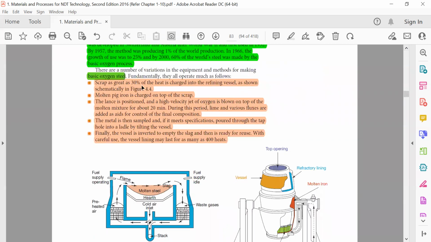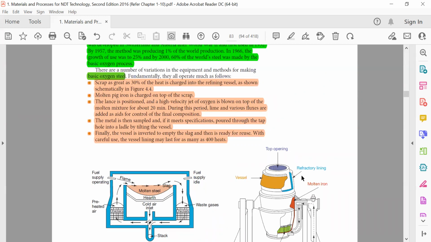Scrap as great as 30% of the heat is charged into the refining vessel, as shown schematically in Figure 4.4. Molten pig iron is charged on top of the scrap. The lance is positioned and a high velocity jet of oxygen is blown onto the top of the molten mixture for about 20 minutes. During this period, lime and various fluxes are added as aids for control of the final composition.